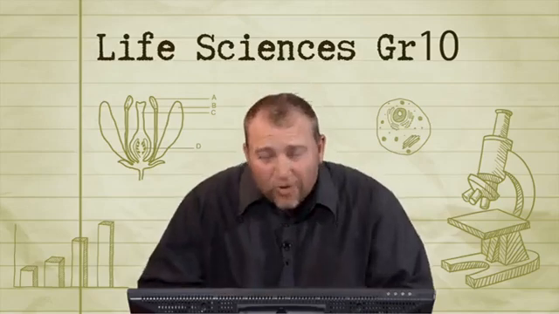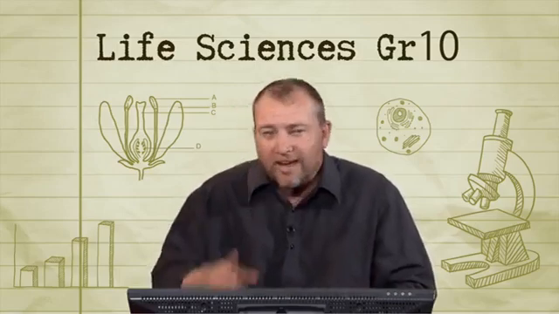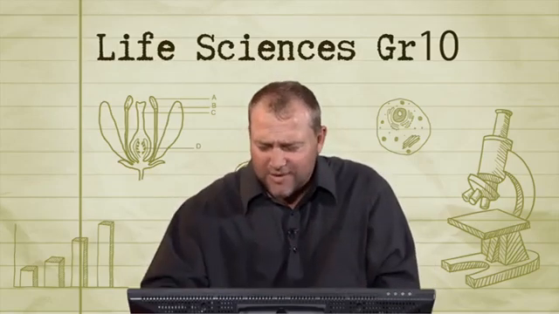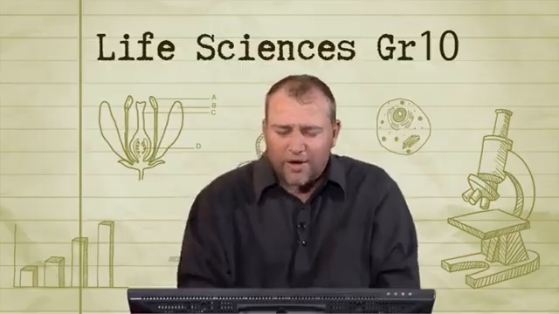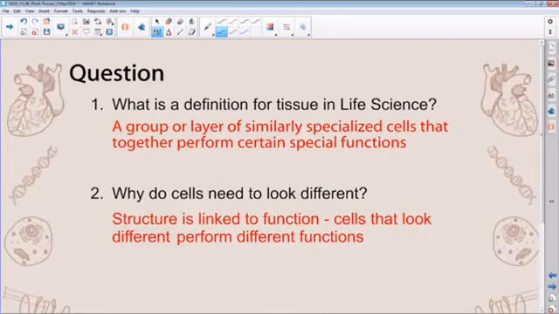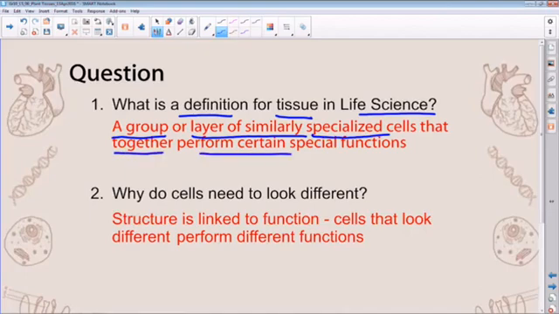Yes, I know you are in grade 10, and I know this is easy, but remember the basic parts first. I know you got these right. That's why I'm just making sure we're all getting there. First one, what is the definition for tissues in life science? Here we go. It's a group or layer of similar specialized cells that together perform a certain specific function.